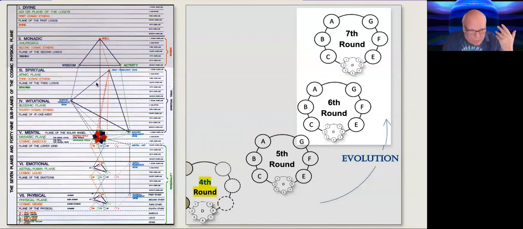So even though he doesn't directly say it, DK's suggesting that by the end of this chain, the 7th round of this chain, 3/5 of the human family will have become masters of wisdom, will be functional all the way up through the Atmic planes. Pretty extraordinary statement. Of course, it's a very, very, very long time.